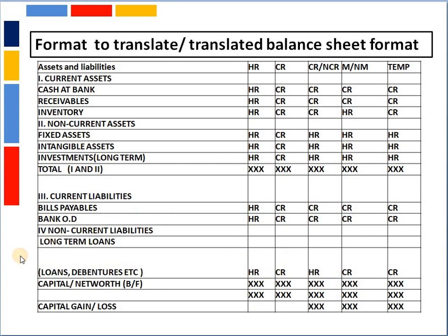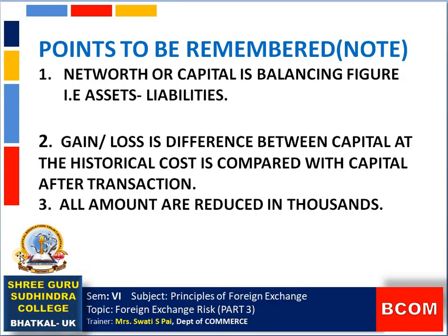So, you need to remember these points. First point is you will get the balancing figure just by taking the assets and liabilities. If you subtract assets minus liabilities, you will get the balancing figure. Second important point is to get the gain or loss, it's a difference between the capital at the historical cost compared with the capital after transactions. If the amounts are huge, then you need to reduce the amounts in thousands.